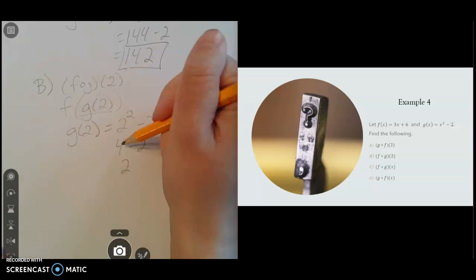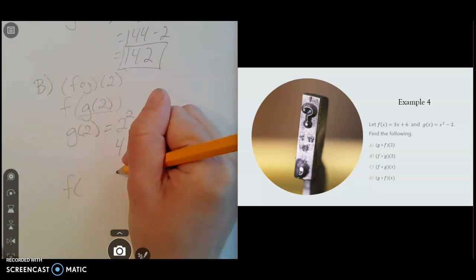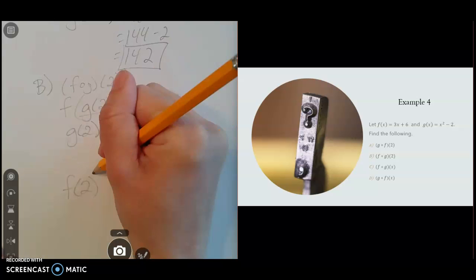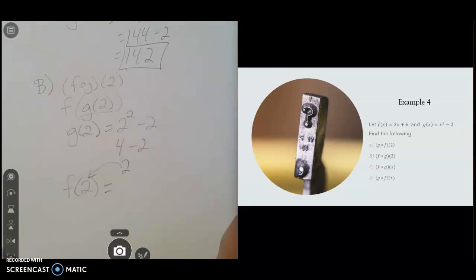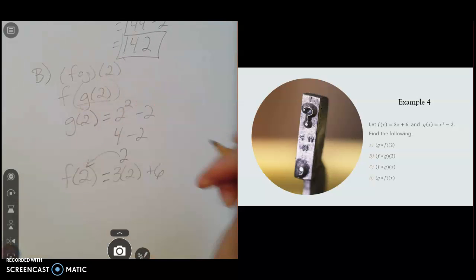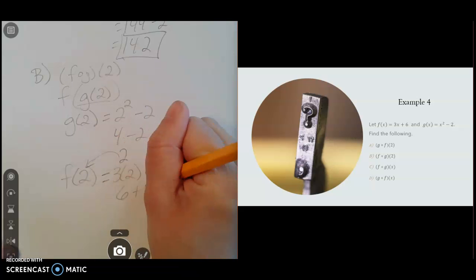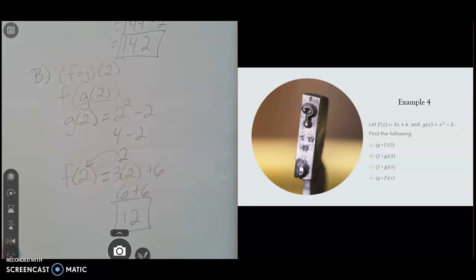So now that we've got that output, now we're going to plug it into the f function. So I'm going to do f of 2. So I'm putting this 2 into the f function. F is 3x plus 6, so I'm going to do 3 times 2 plus 6. 3 times 2 is 6, and 6 plus 6 is 12. So f of g of 2 is 12. You'll notice that you get different answers, and so it does matter which order you do things in. Okay?